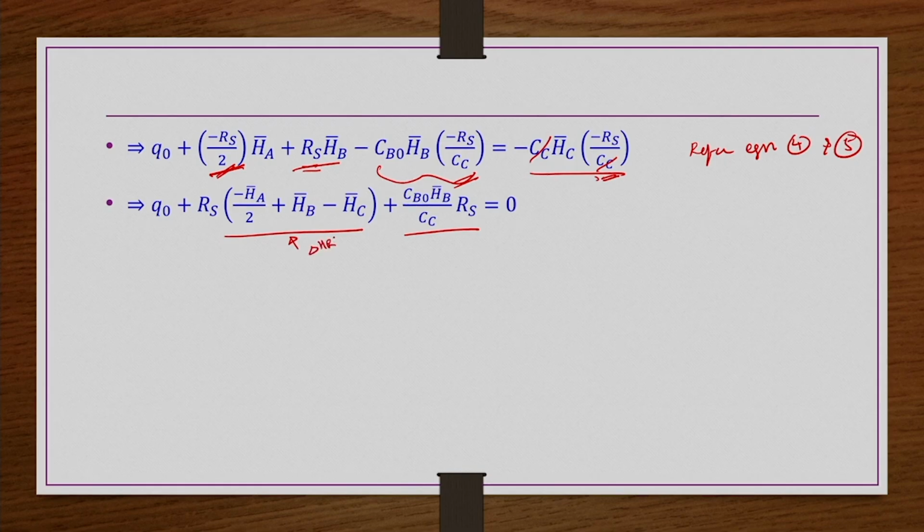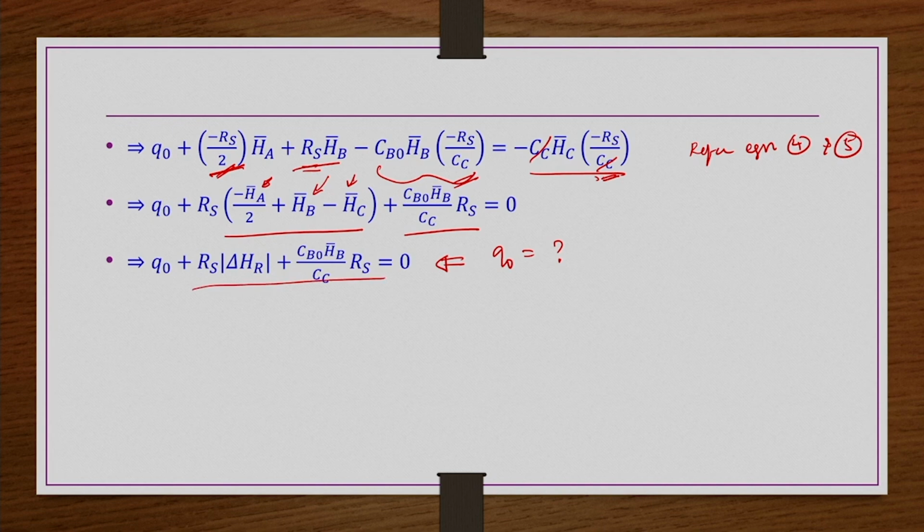delta HR for the entire reaction. A is the enthalpy associated with the reactants, and C is also associated with the reactants, and B is associated with the product enthalpy. So, this is for the overall reaction. That is Q naught plus Rs delta HR plus CB naught HB bar by Cc Rs equals 0. Now this equation you have to solve to get this Q naught, because the part of the question is that only. We have to find out the heat flux at the particle surface, that is Q naught.